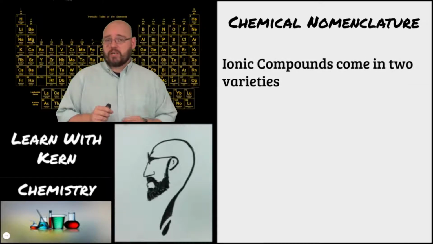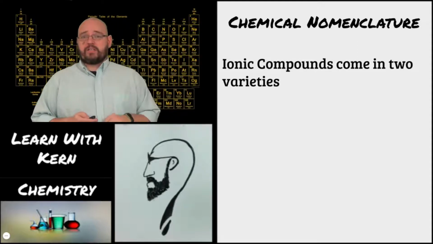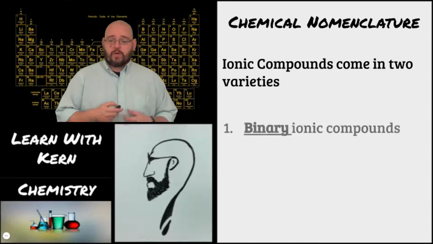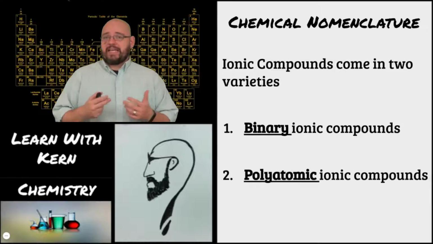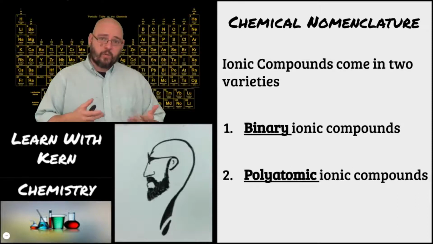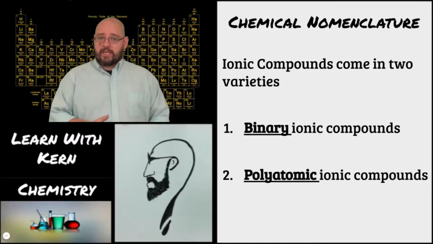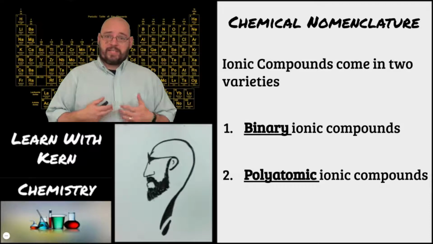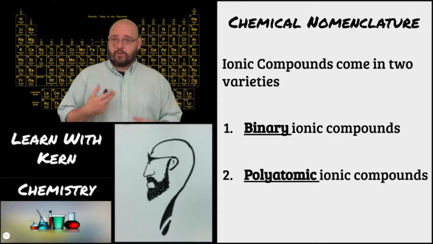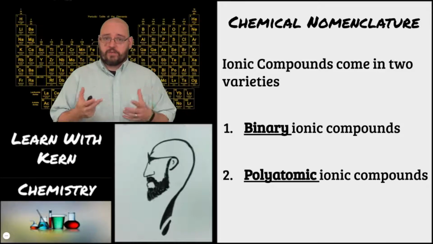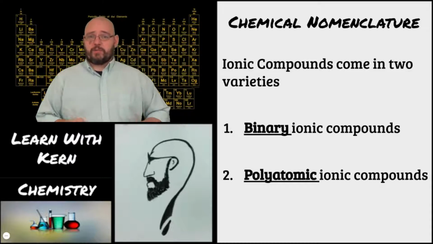So let's start with ionic compounds. Ionic compounds come in two varieties, two basic ways of talking about ionic compounds. We have binary ionic compounds and polyatomic ionic compounds. And the names should tell you a little bit about what they are, because as I've said previously, scientists are not super creative when it comes to their names. Typically, the names for things tell you exactly what it is. You just have to know a little bit about the Latin or Greek or Germanic roots of the words they use.